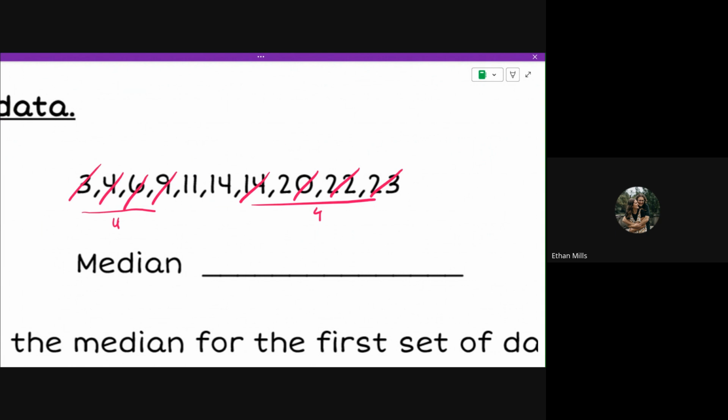What do I do when I have 2 numbers left in the middle? I like to circle them, but then we're going to find their average. So the first thing we do, add them together. So 14 plus 11 will give me 25, and divide by how many numbers there are. So there's 2 here in our circle. So I divide by 2 to get 12.5. And this 12.5 will end up being my median.